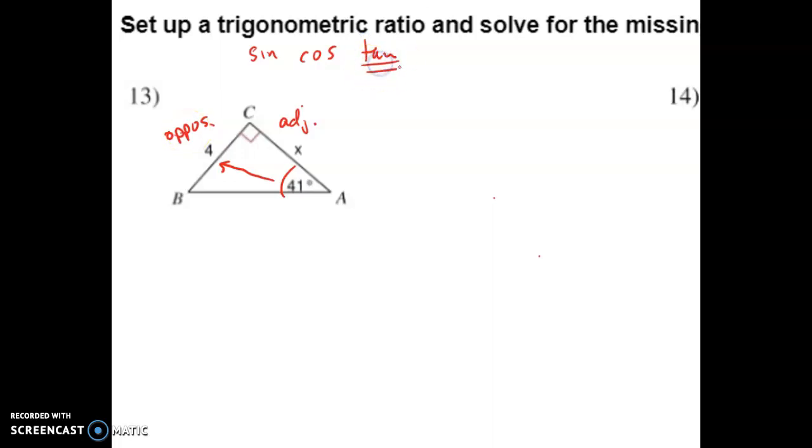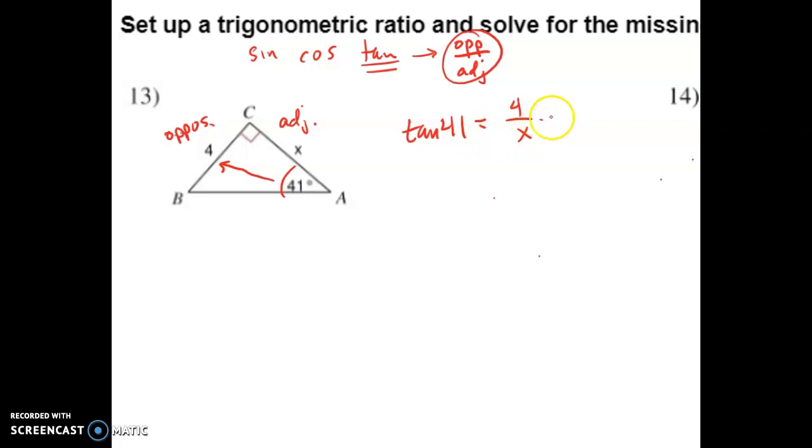So tangent is my trig function that gives me the ratio of opposite to adjacent. So that's that SOHCAHTOA. That's that TOA. So tangent of 41 is equal to 4 over x, 4 being my opposite, x being the adjacent.